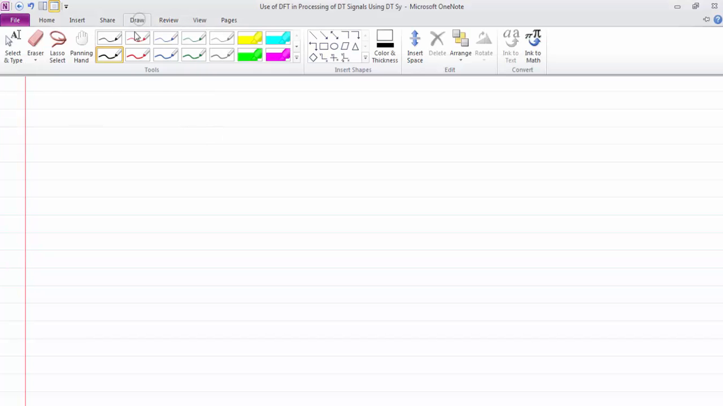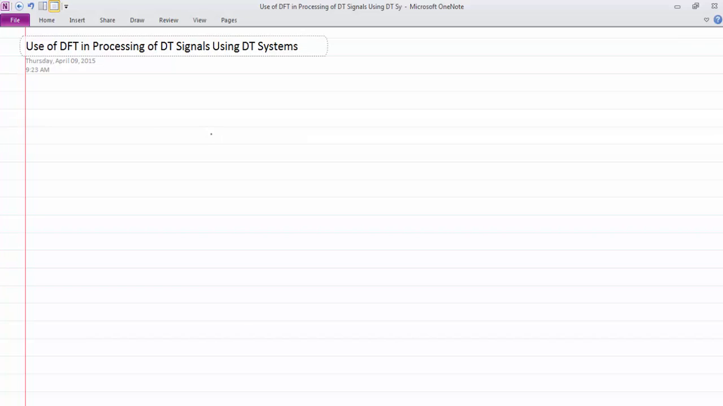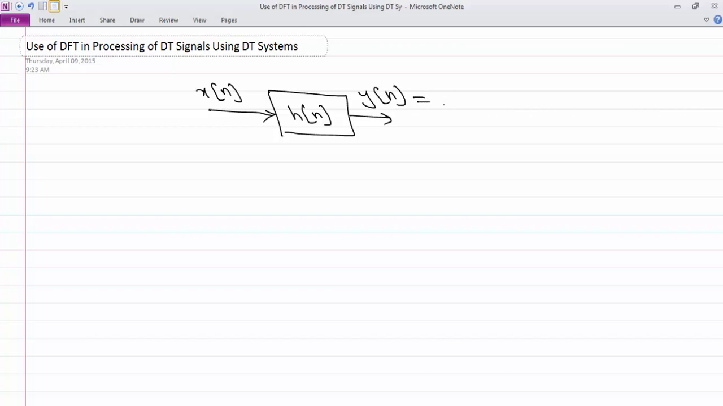So now what we want to talk about is how DFT can play a role in processing of discrete time signals using discrete time systems. In digital systems, when you implement a system, you're given h[n], you calculate the output y[n], and the input is x[n]. The output is x[n] convolved with h[n].